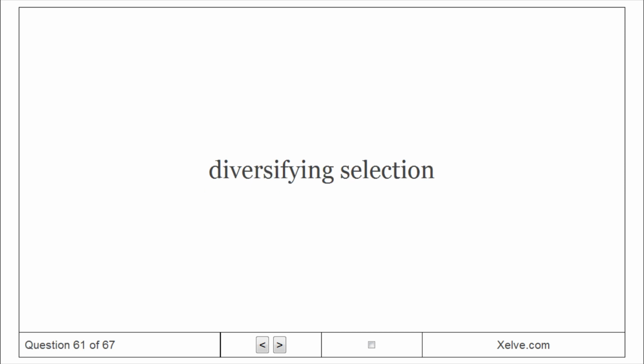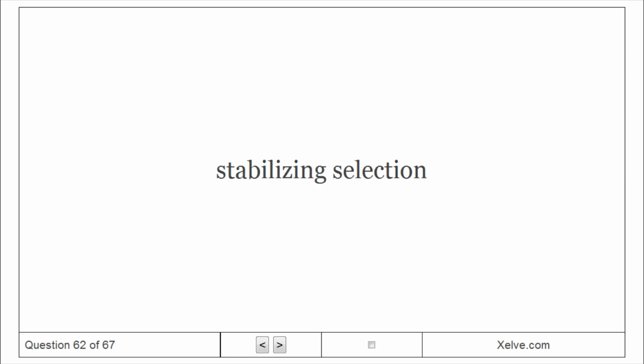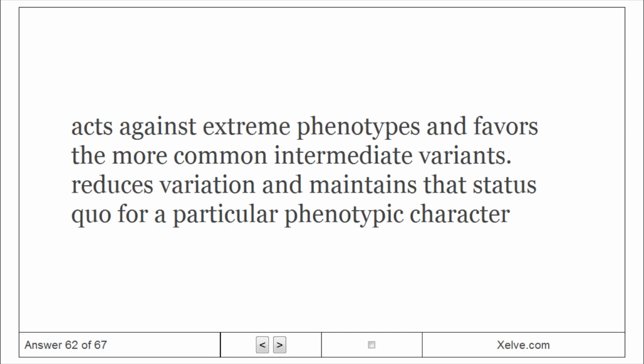Diversifying selection occurs when the environmental conditions are varied in a way that favors individuals on both extremes of a phenotypic range over intermediate phenotypes. Stabilizing selection acts against extreme phenotypes and favors the more common intermediate variants, reduces variation, and maintains the status quo for a particular phenotypic character.